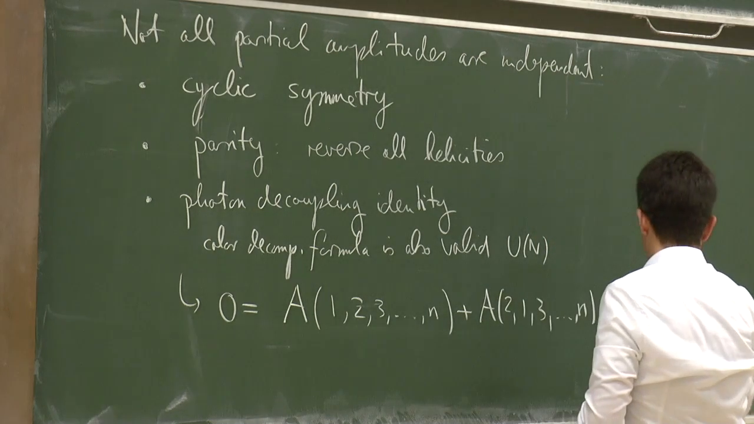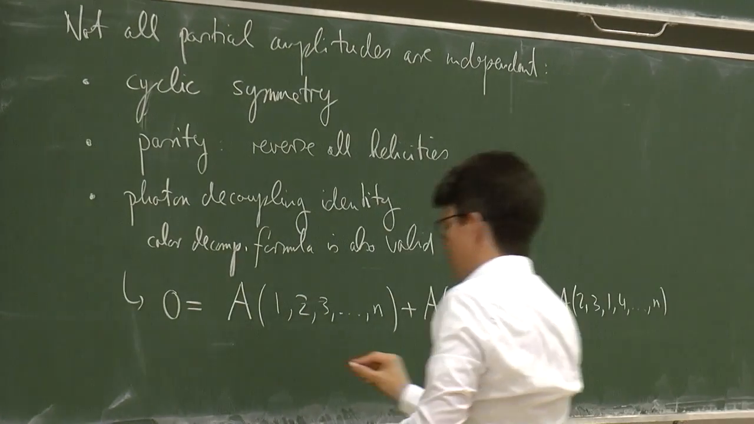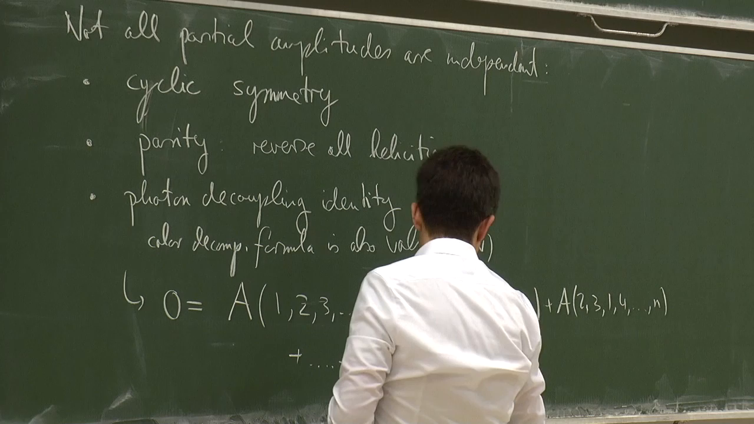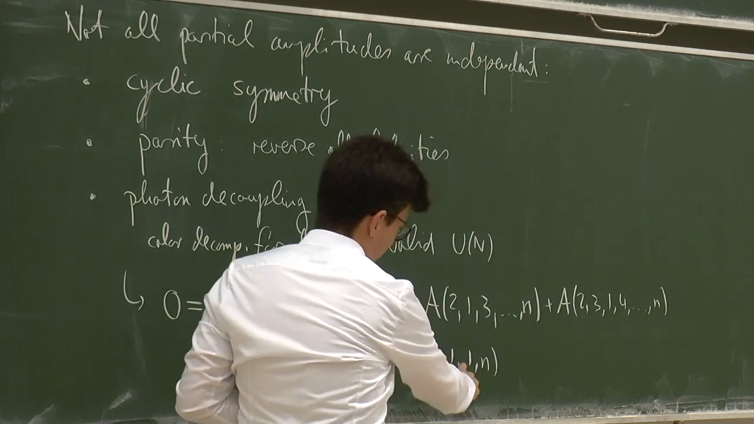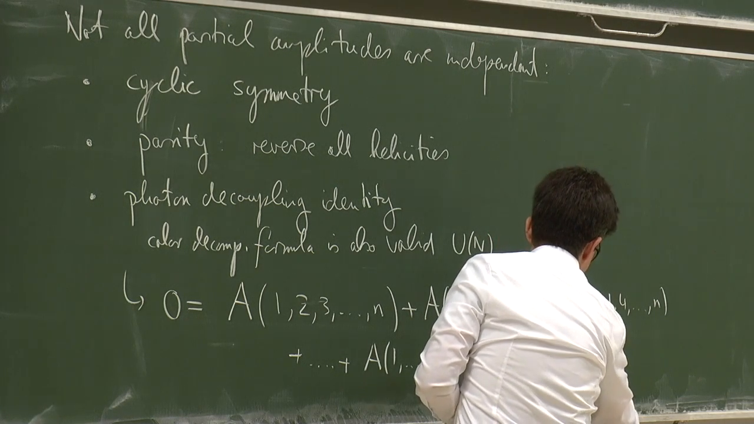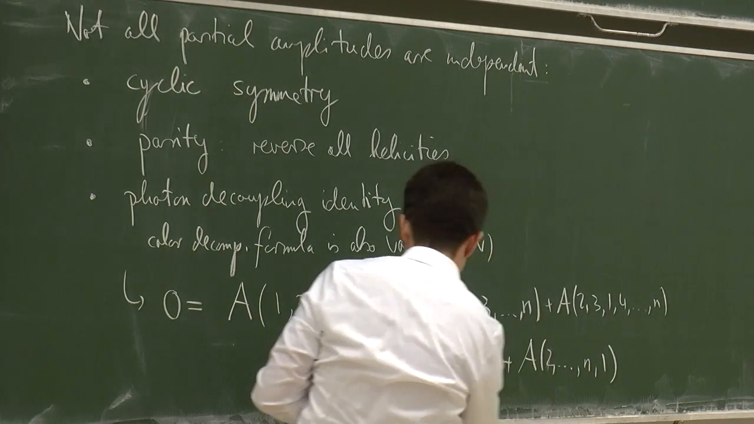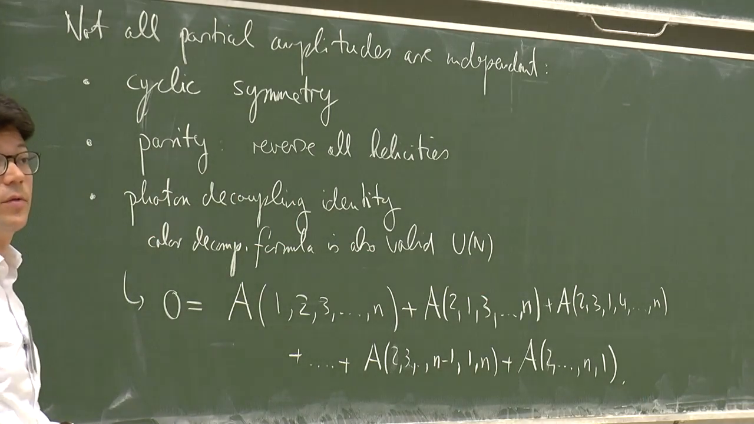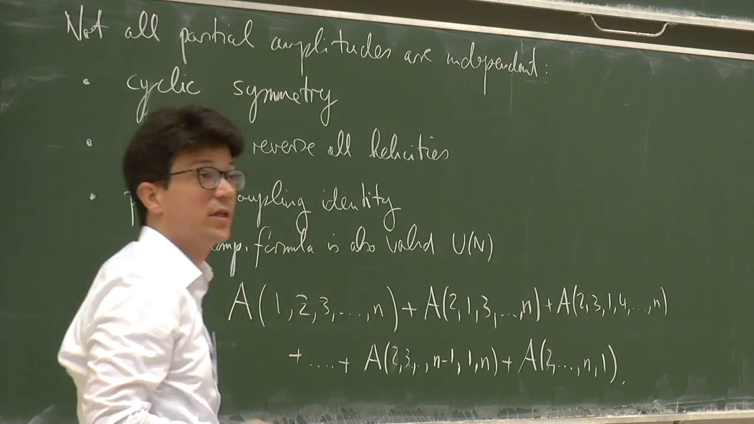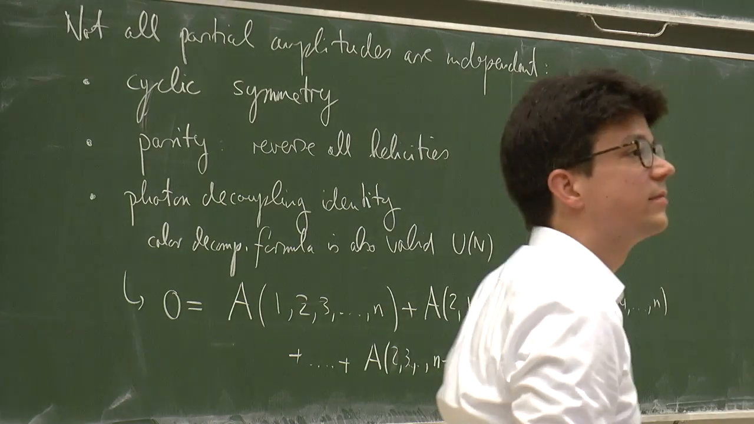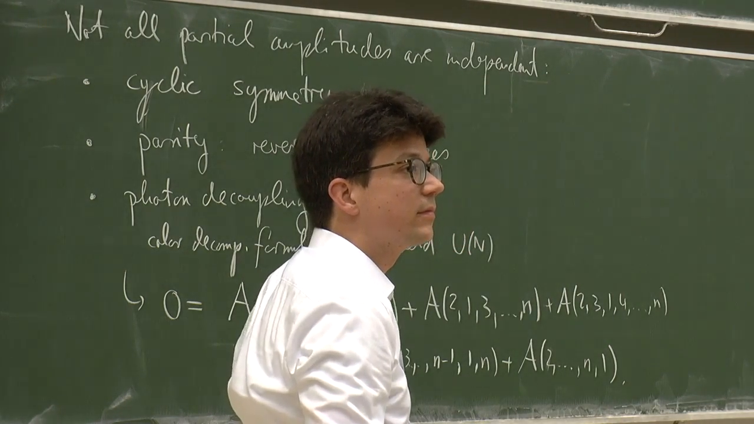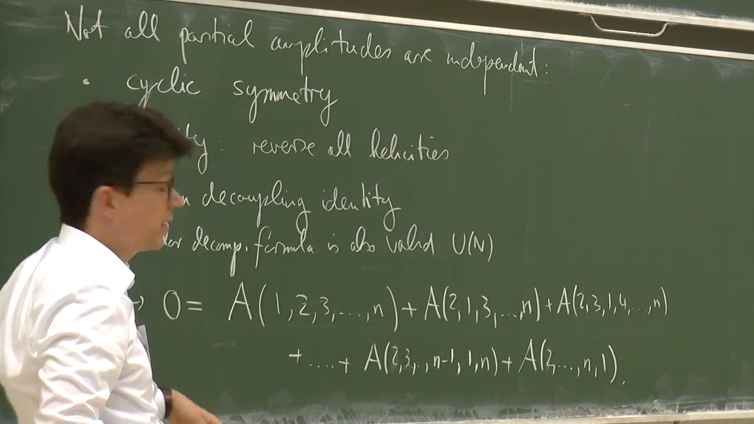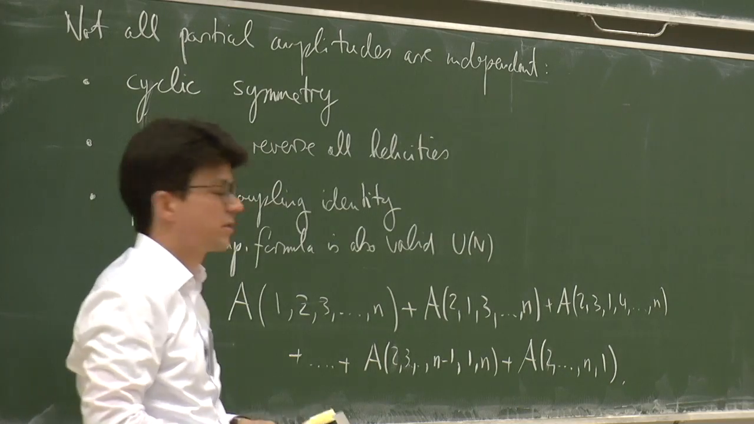Let's just write the terms, and so on, and let's say a term where the photon is the penultimate one, and then also at the last position. Okay, is it clear? We just have the photon inserted at any position here. Of course, we still have cyclic symmetry, so any of these amplitudes are cyclically symmetric, and you can still apply that.